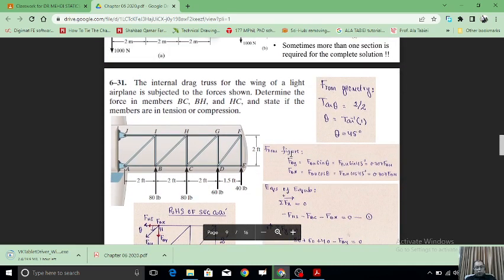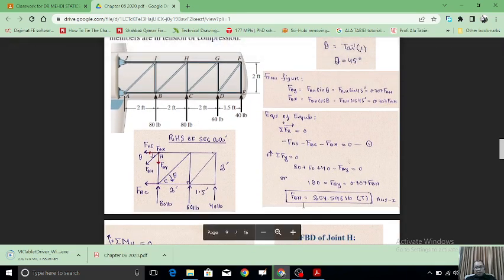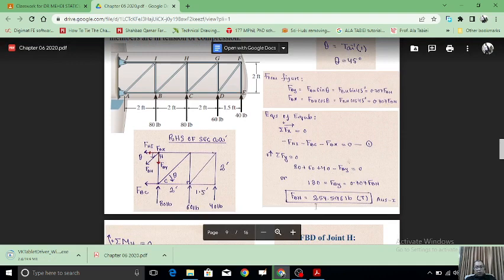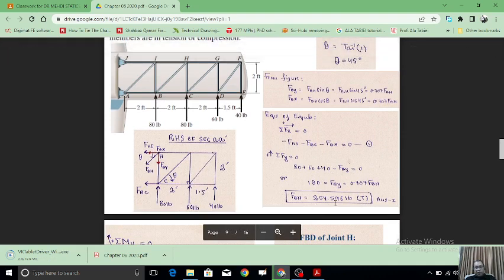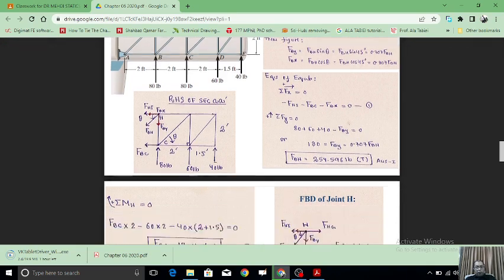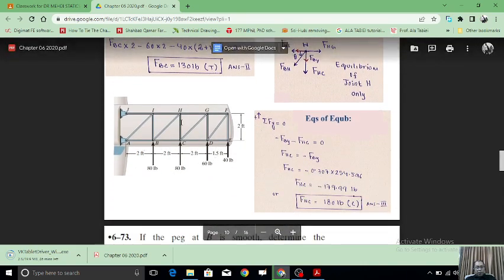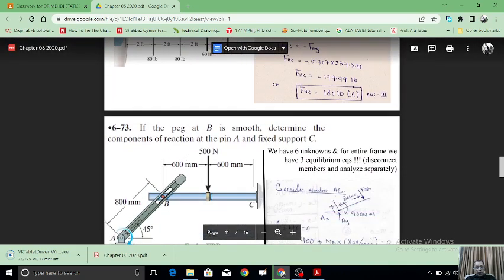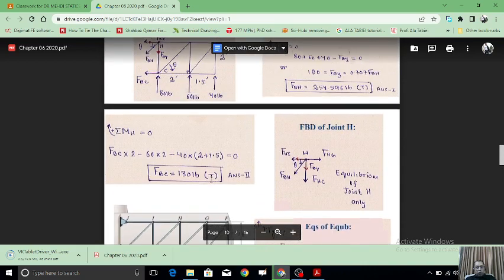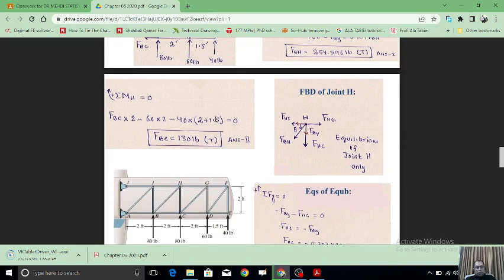So let us proceed. If you solve it correctly, the force BH must be 254.6 pounds and must be in tension. The force HC must be 180 pounds, and must be in compression. And what about the force BC? This force BC must be 130 pounds and must be in tension.